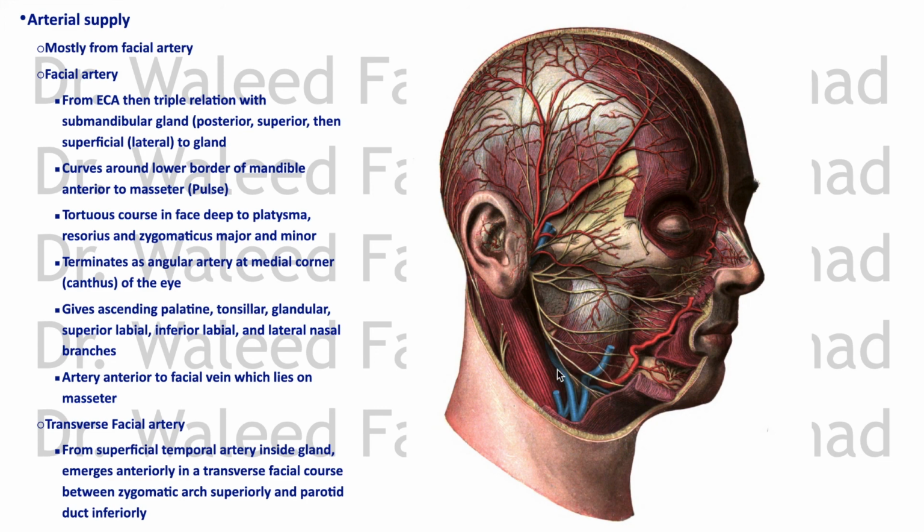So lots of branches here before it emerges on the face. Now please, it emerges on the face, on the mandible, anterior to the masseter muscle, anterior to the facial vein. These are questions I encountered. Anterior to the masseter muscle, anterior to the facial vein, okay, which is on the muscle.